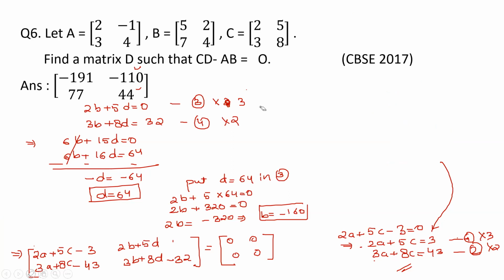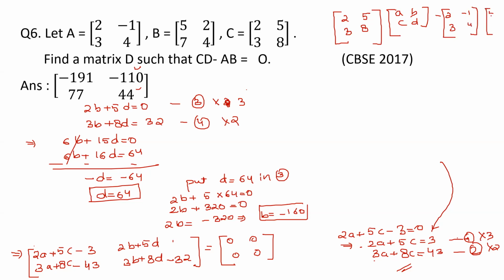Let me check this equation again. So here we have CD minus AB. CD means 2538, and D is ABCD. And then we have minus AB. AB is what? 2, minus 1, 3, and 4. And B is what? 5274. Okay.